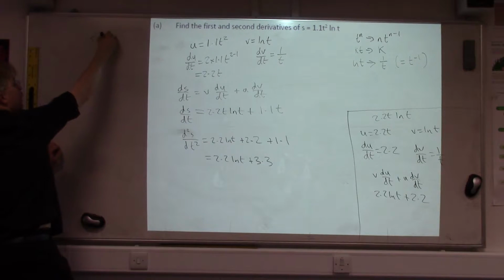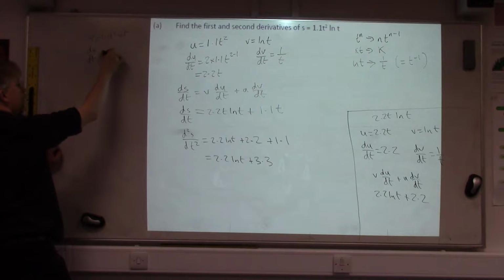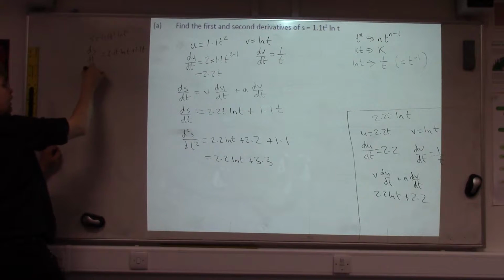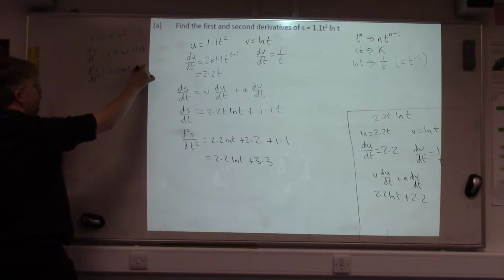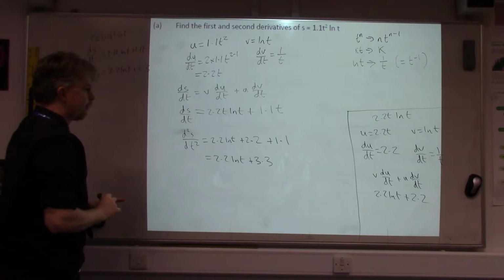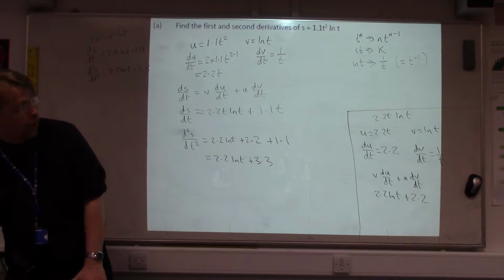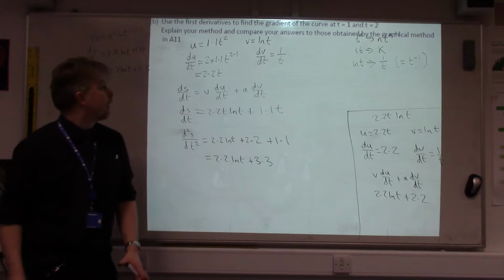So s equals 1.1 t squared ln t. ds by dt equals 2.2t ln t plus 1.1t. And d2s over dt squared equals 2.2 ln t plus 3.3. And that's the first part. So again, make sure you can at least follow it through with different numbers. The process is the same, a lot of the algebra is the same, just the numbers may be different.